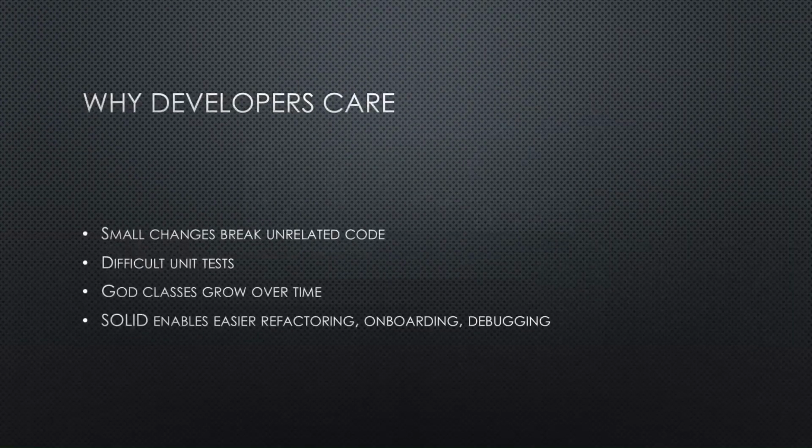Why do we care about this? Because there are situations where small changes can break unrelated code. So a small change could crash the entire program. It may be difficult to test if certain principles are not followed. These so-called God classes, these classes that are all-encompassing, tend to grow over time and become bloated. However, SOLID principles enable easier refactoring, debugging, and onboarding.